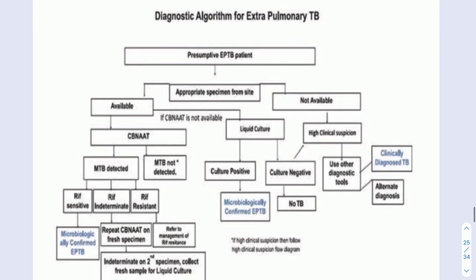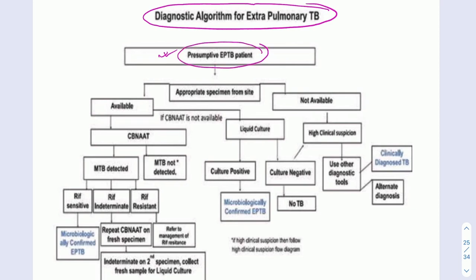Now let's talk about the diagnostic algorithm for extrapulmonary tuberculosis. We have talked about the extrapulmonary tuberculosis presumptive patients, the patients who have symptoms pertaining to the different organ involved. So for a presumptive extrapulmonary TB case, we will take a sample from the site involved. An appropriate specimen from the site we will try to collect.